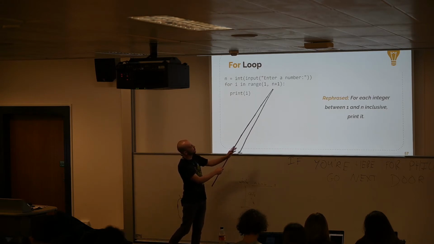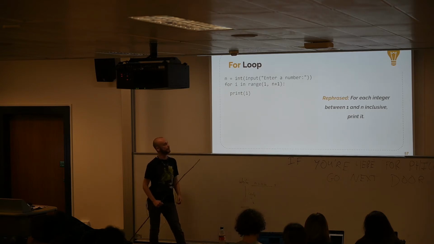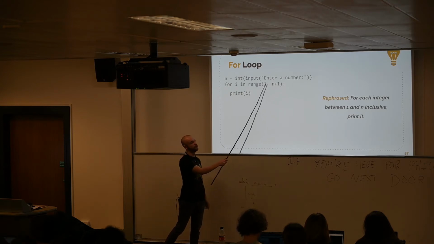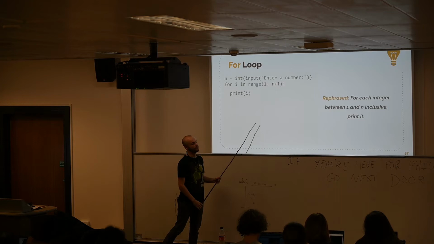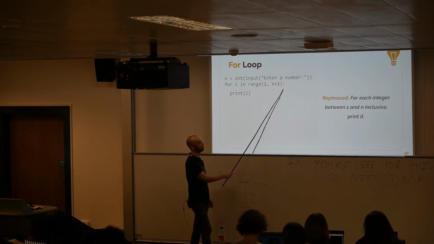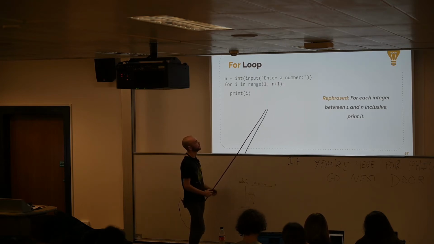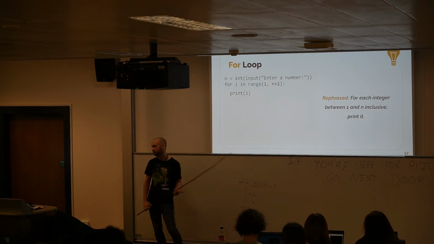And the reason this has n plus 1 here, I can hear people wanting to ask, is basically because this is a non-inclusive range. So this means it's 1 to n plus 1, not including n plus 1. So it includes the first number, it does not include the second number.